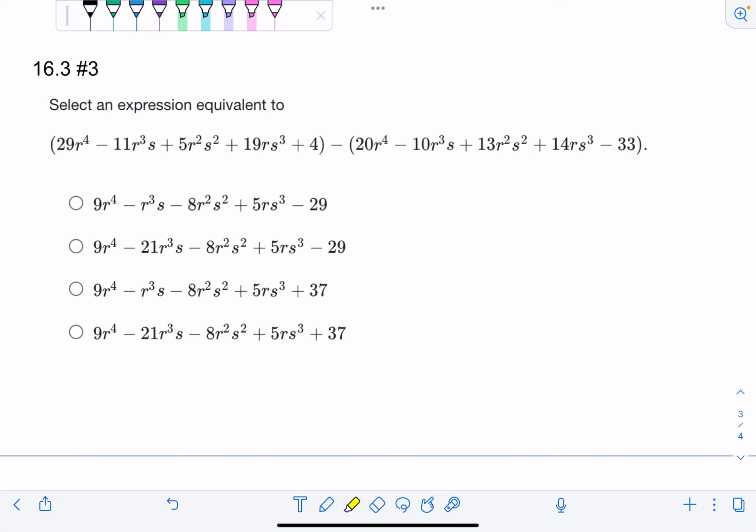squared s squared plus 19r s cubed plus 4, and then minus 20r to the 4th minus 10r cubed s plus 13r squared s squared plus 14r s cubed minus 33.